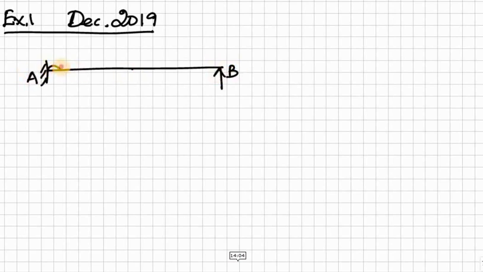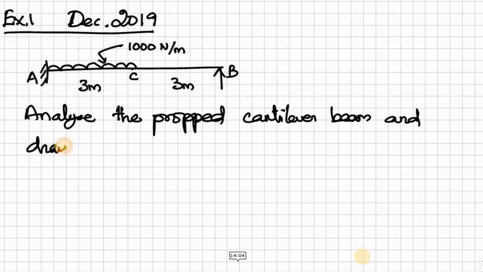So this is a propped cantilever with partly UDL loading and 6 meters span. So we have to analyze the propped cantilever beam and finally draw the bending moment diagram. So we are going to solve this beam using Castigliano's method.